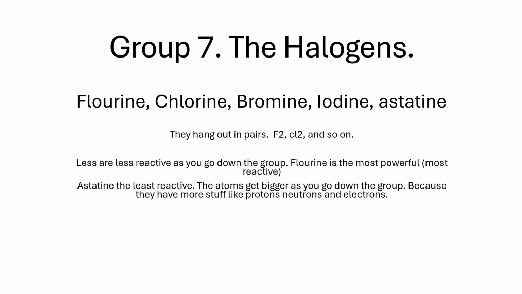Now, they are less and less reactive as you go down the group. Fluorine, being at the top, is the most powerful, by which I mean the most reactive. Astatine is the least reactive because it's at the bottom, and the atoms get bigger as you go down the group, because they have more protons, more neutrons, and more electrons. So fluorine is the most reactive, then chlorine, then bromine, then iodine, then astatine.